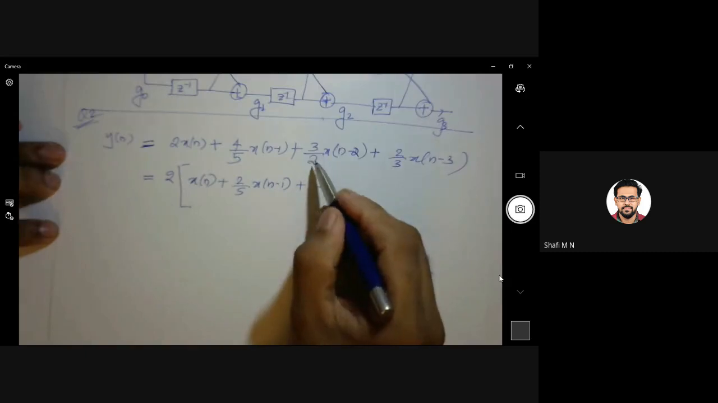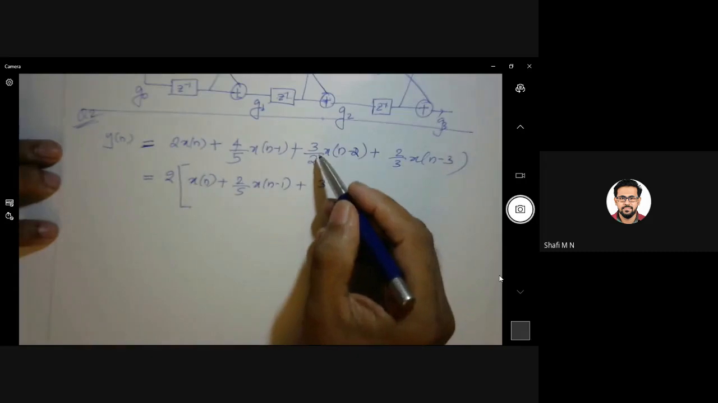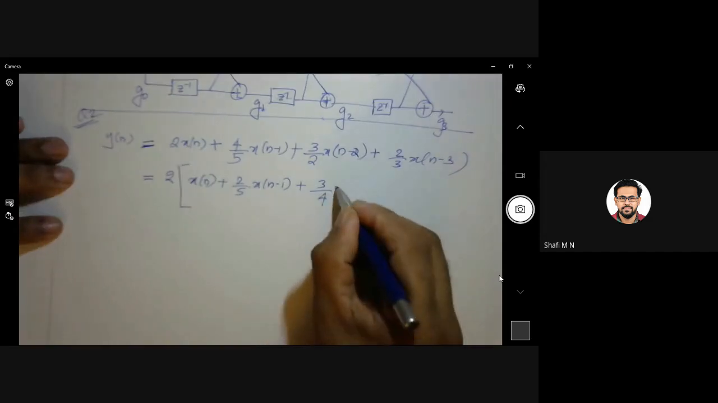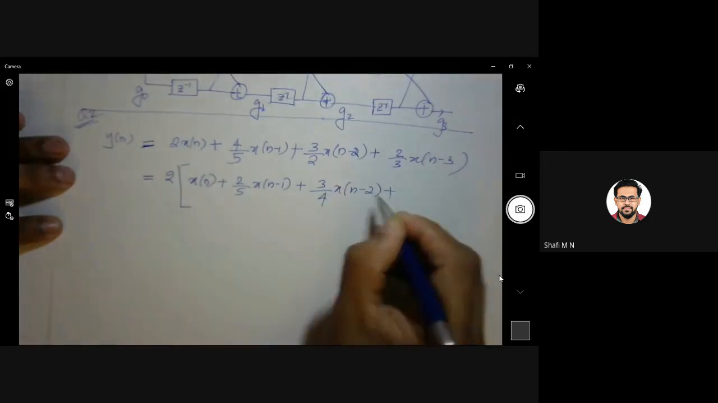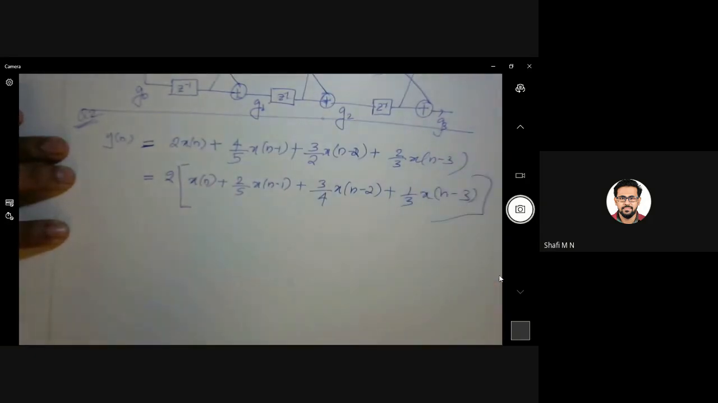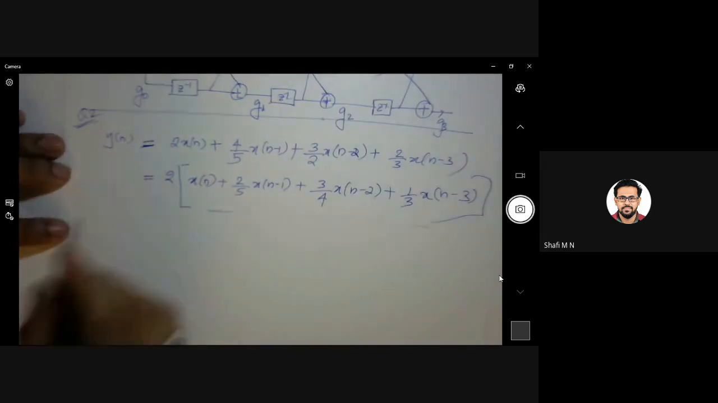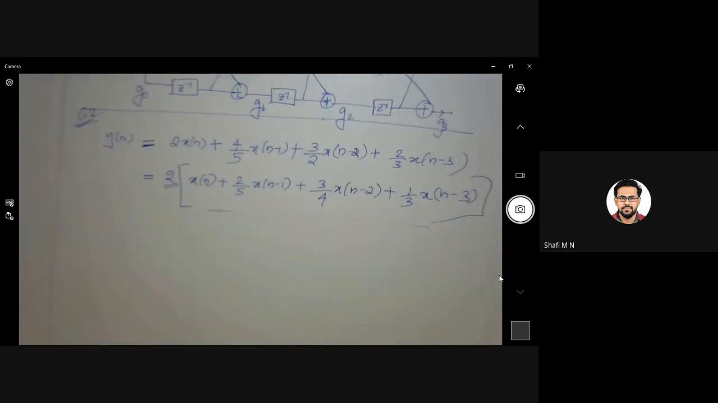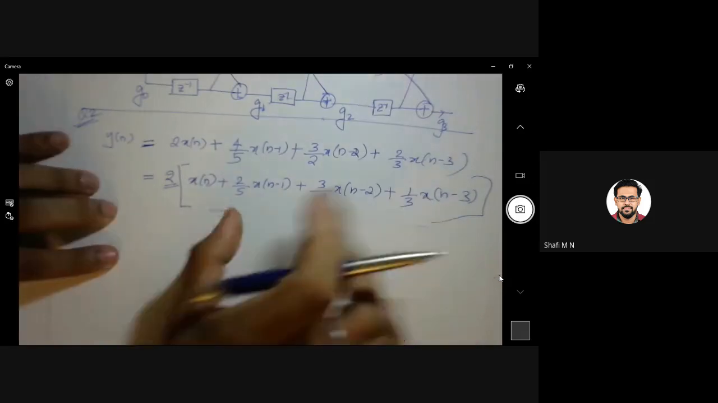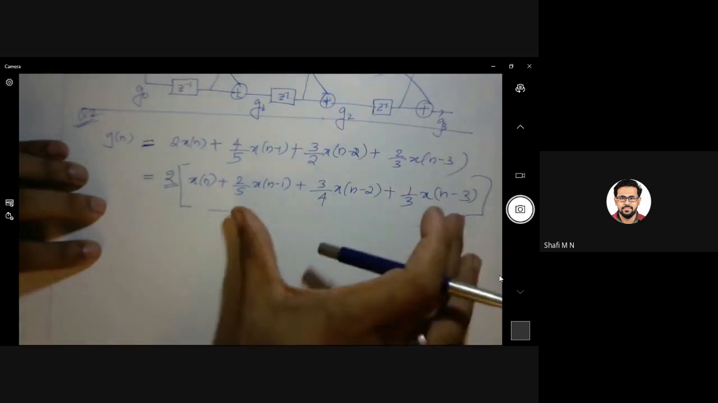I wrote that wrong, right? 3 by 2, what did we write at first? 3 by 4, right. So the 2 was taken outside. So 3 by 4 x of n minus 2 plus 1 by 3 x of n minus 3. So this is same as your question number 1. The only difference is you have another 2 over there. When you realize this, you have to multiply the entire system with 2.